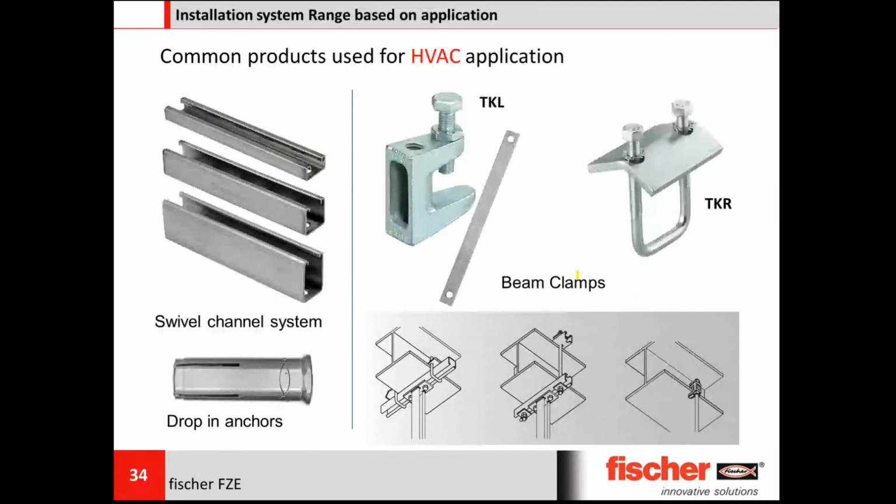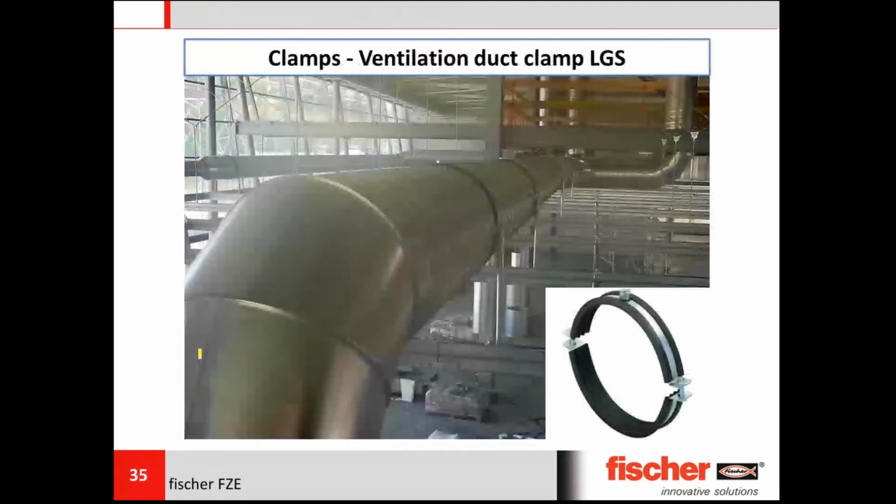The common products which we use for HVAC contractors are channel system to support ducts, cable trays, beam clamps to support from the I-beams, and also drop-in anchors to support from the concrete ceilings. We also have special duct clamps which are circular, which are mainly designed for ventilation ducts which are circular in shape.